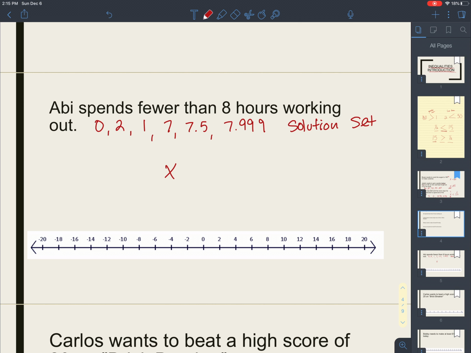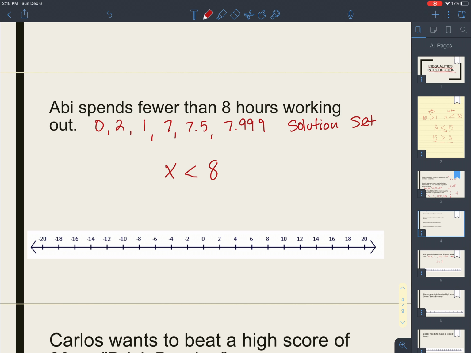In fact, it would take an infinite amount of time. We could just keep coming up with different numbers that are less than 8. But we know that whatever our solution is, it has to be smaller than 8. So we can write this like x is what? x is smaller than 8. So the small end needs to be pointing towards the x. Whatever x is, it has to be smaller than 8.